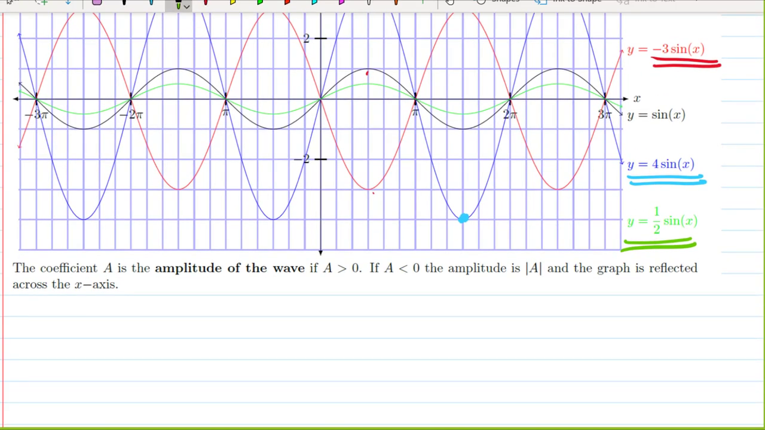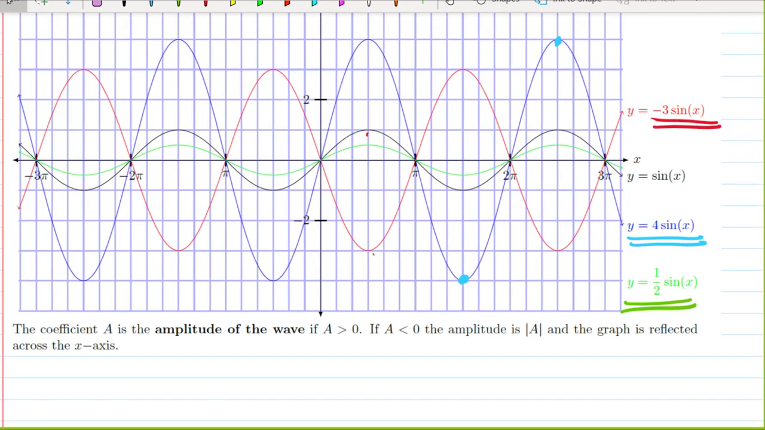So notice the conclusion is the same conclusion that we had back in chapter 2. So the coefficient A tells us about the vertical stretching and reflection. But now in terms of these periodic functions, the coefficient A is also the amplitude of the wave if A is bigger than 0. If A is less than 0, the absolute value of A is the amplitude of the graph, and it's reflected across the x-axis.